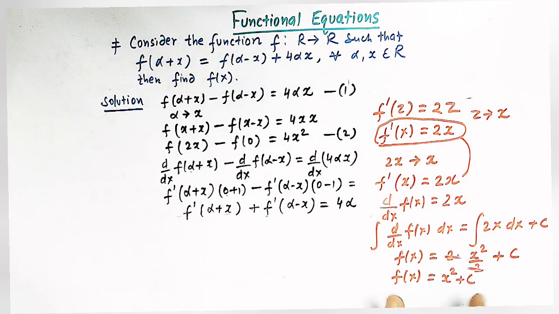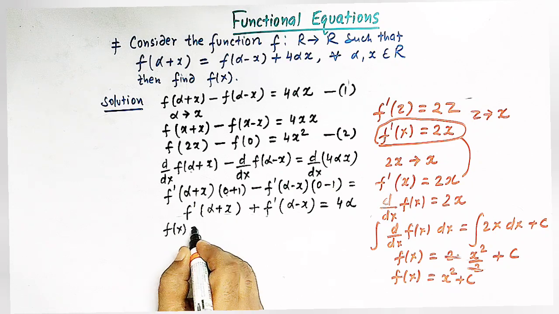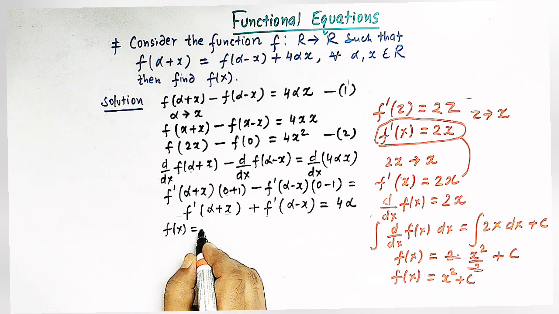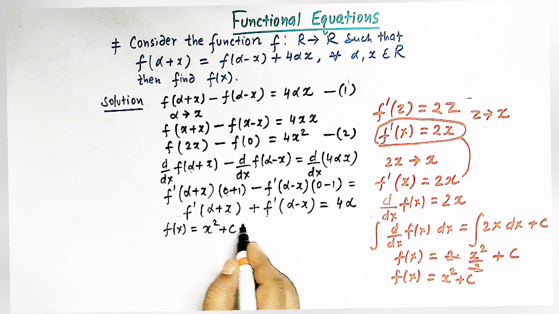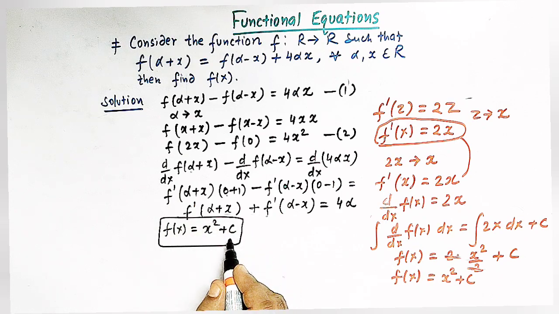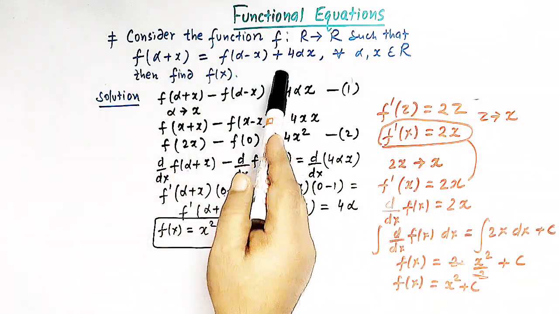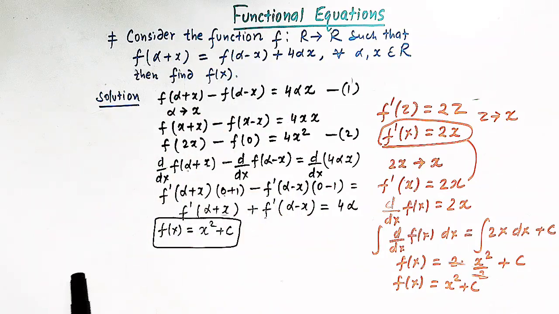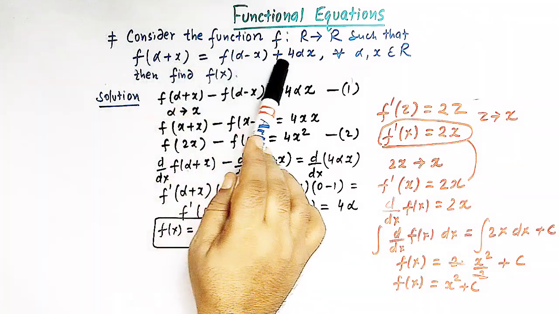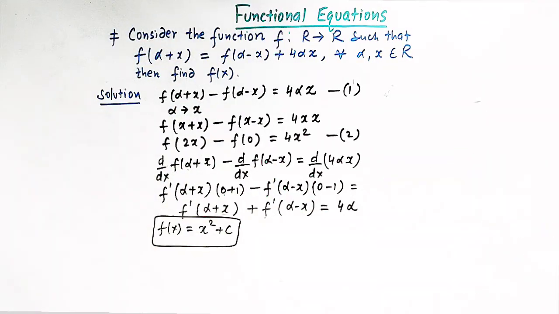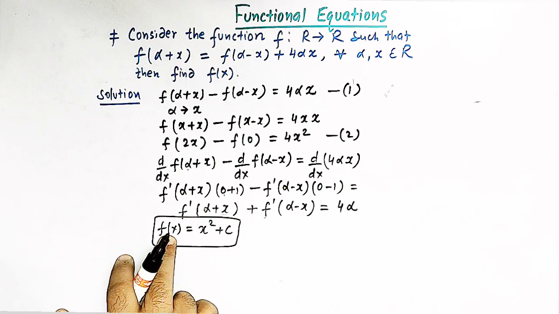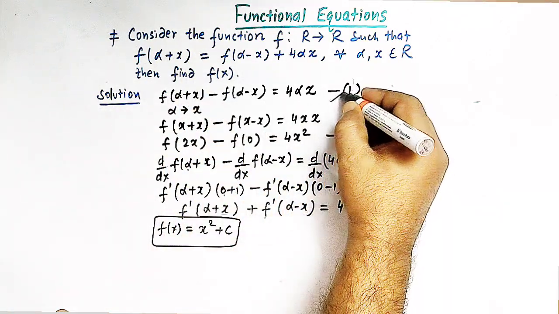So now we see that the form of the function f of x is a quadratic function, and f of x can be given by x square plus c, where c is some constant, right? So viewers, the solution of this functional equation is given by this function, that is f of x is equal to x square plus c, and this function satisfies this functional equation. Now let us verify that this function satisfies this functional equation.